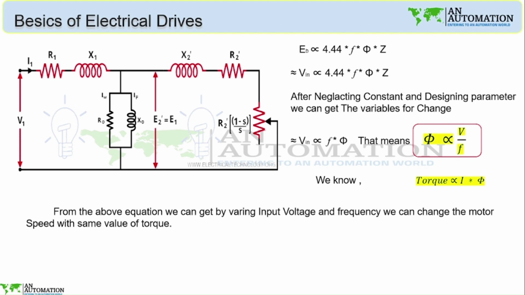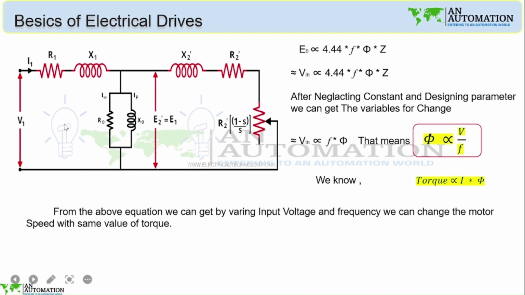that the value of phi will have to be the same. So we'll have to change the f and also the V. If we change the F to 25, then we'll also have to change the V to 200 to get a proper phi ratio, that is the flux ratio. In that way we can control the torque also. We can control the speed without varying the torque.